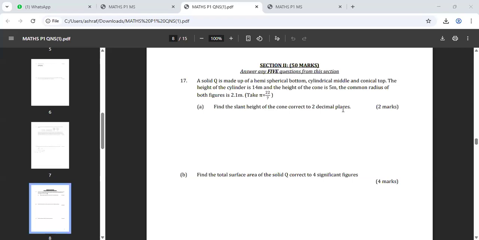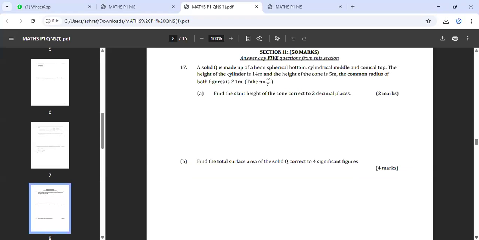If the question was not specific, then you can give your answer to 4 significant figures if you must round off. Then part B, find the total surface area of the solid, correct to 4 significant figures.